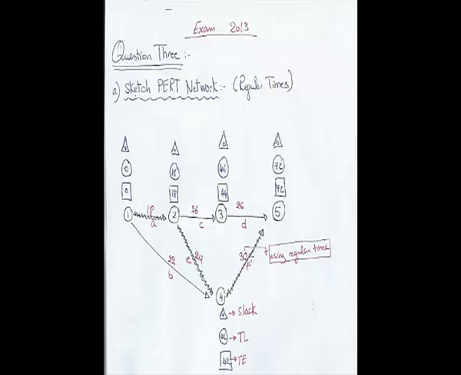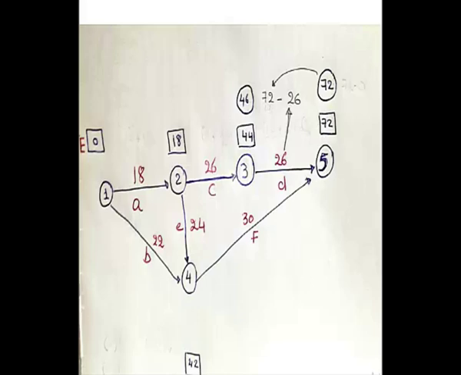So we have chosen 42 plus 30 because it is greater, which is equal to 72. Then the next step, you are supposed to calculate the latest allowable time. So you start from the end to the beginning, which means that you start from the right hand side, event number 5, and then you go backwards till event number 1. In order to calculate it, you start by event number 5, or the last event here.